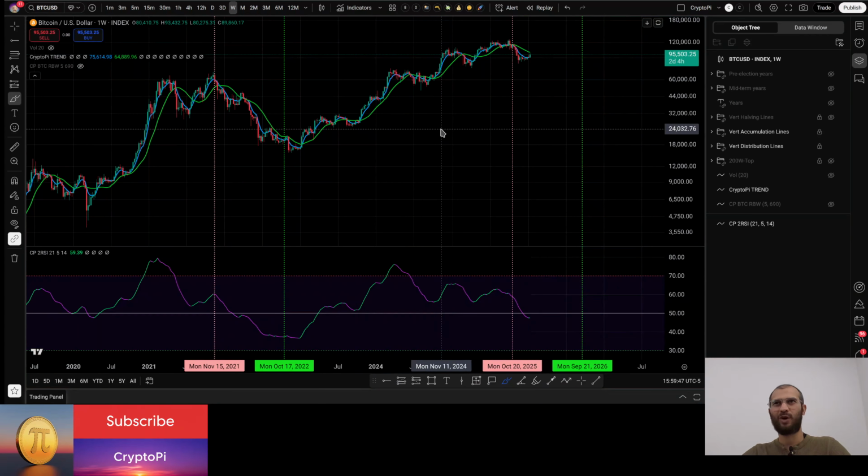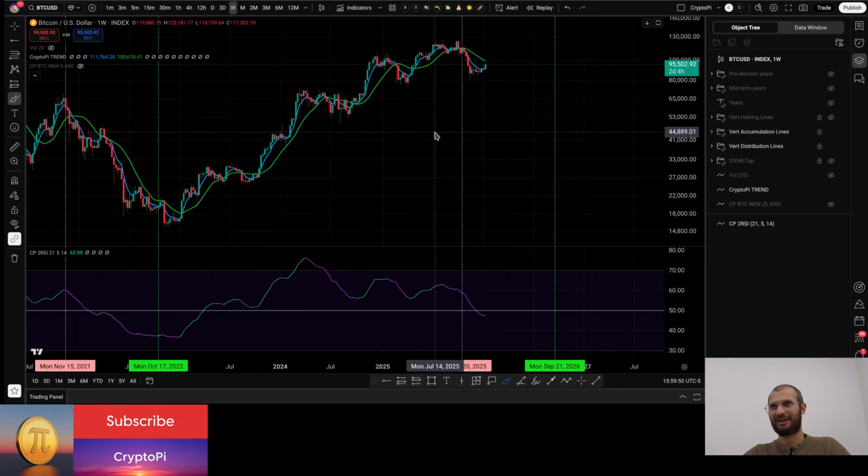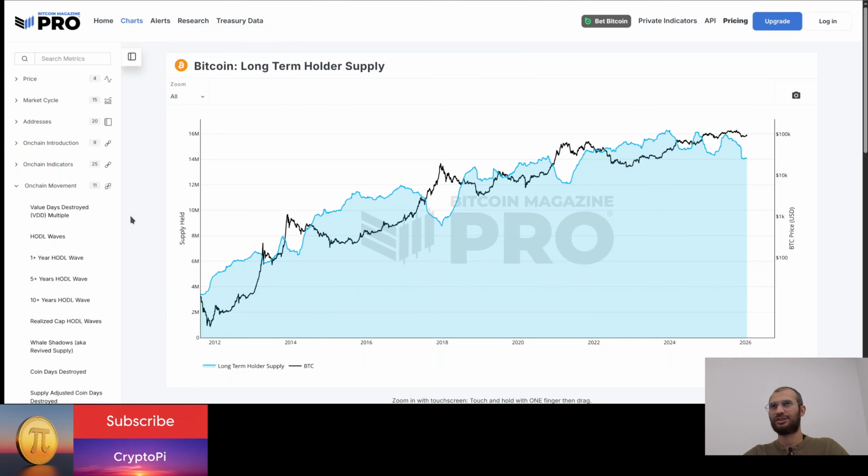Now, coming to why bulls and bears are the same entities. If I look at the chart of long-term holder supply, here what we see is we had a high here in 2014, 2018, over here in 2022, and then in 2025.